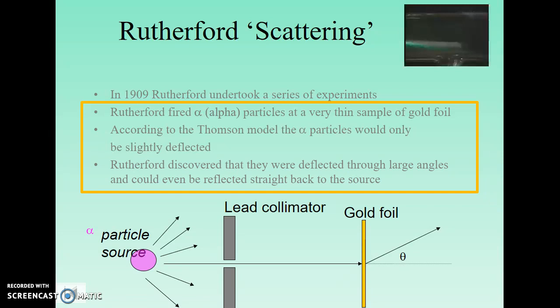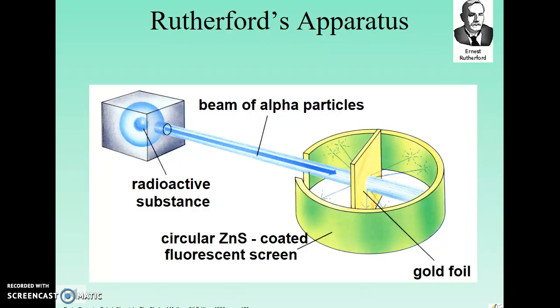To try and picture that, what we need to do is look at the apparatus that he used. It didn't quite look like this. These circular screens were actually being held by research assistants in the lab, and they were flat, but held in a circular shape. And it wasn't quite this beautiful. The gold foil was tiny in comparison to the screens, but nevertheless, this gives us an idea.